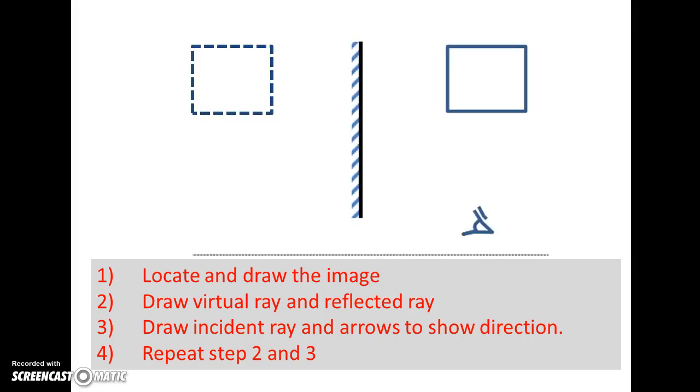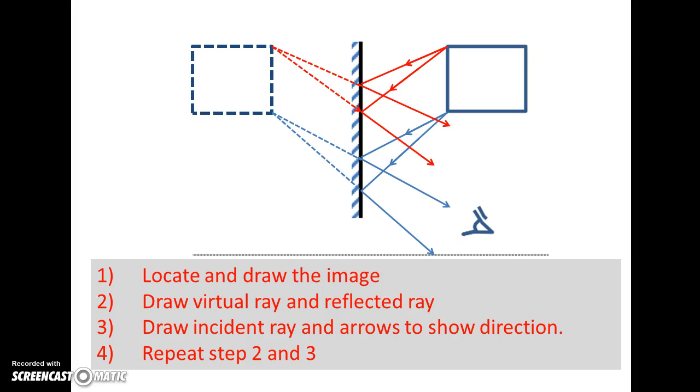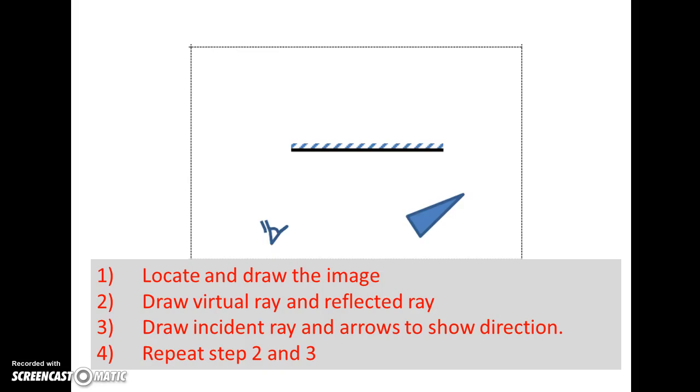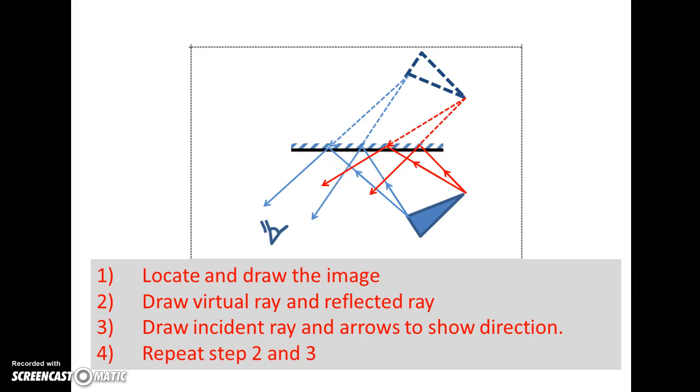Next, we have a big rectangle, and so the image looks like this. And you may draw the two sets of rays from one corner of the rectangle, and also another set from another. Here comes the last one. The image looks like this, and you may draw two sets of light rays from two vertices of the triangle.